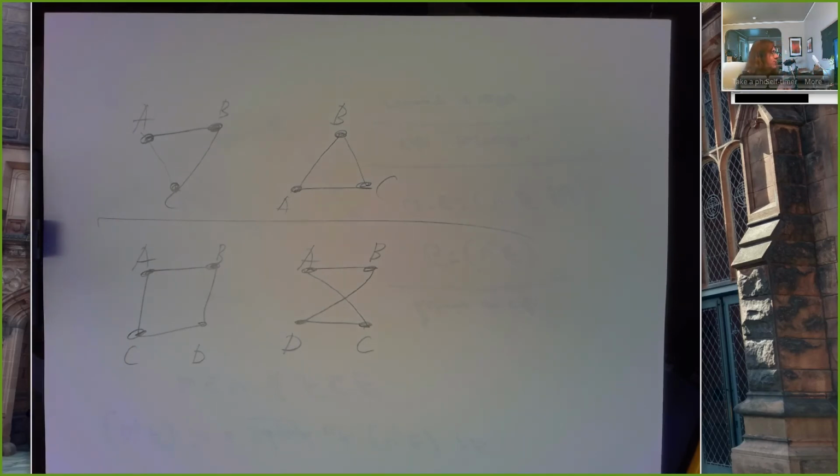So when we draw graphs on paper, we're doing it to get an idea of something that might be going on. But the picture is not the graph, it's a representation of a graph. The graph itself is really just this notion of edges and vertices and connectivity.